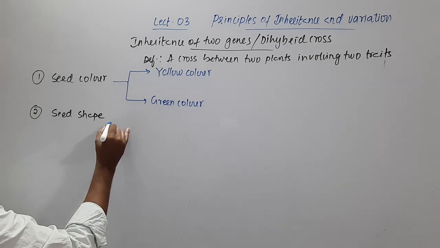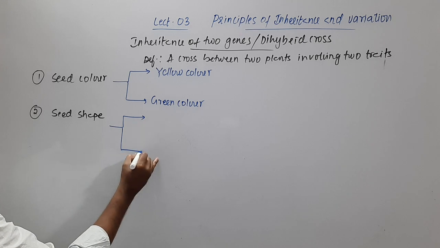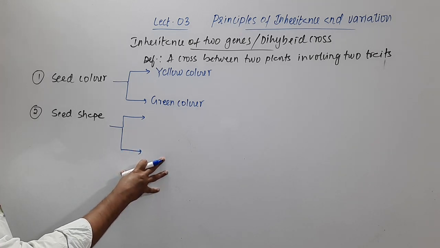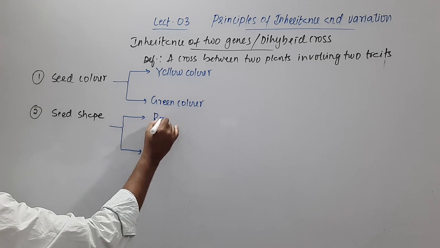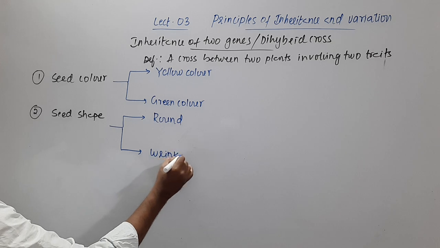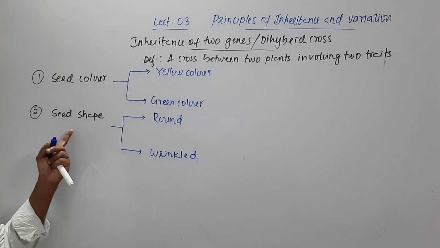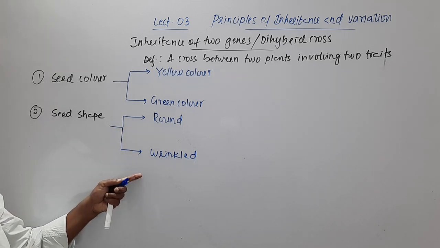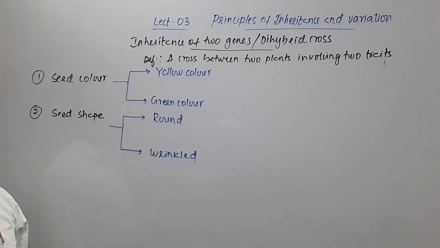Then coming to the seed shape. In the case of seed shape, there are again two alternative forms. One is round and another one is wrinkled. Round and wrinkled for seed shape, and yellow and green for seed color.